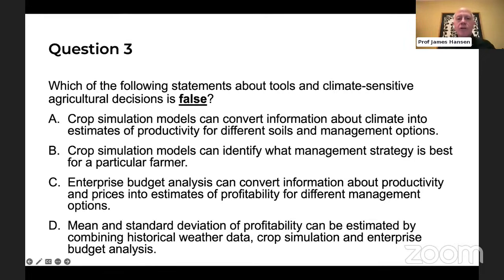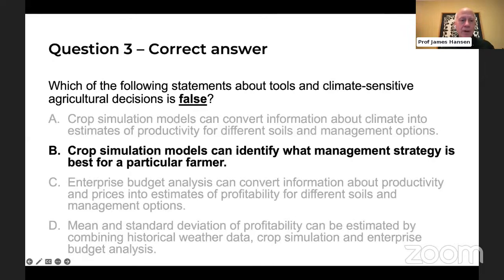Question 3, which of the following statements about tools and climate-sensitive agricultural decisions is false? The statement that is false is B. Crop simulation models can identify what management strategy is best for a particular farmer. I emphasized that crop models have limitations. They can be helpful, but they should not be the only basis for making recommendations or selecting a management option because of those limitations.